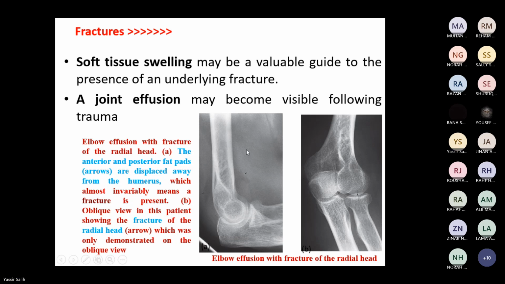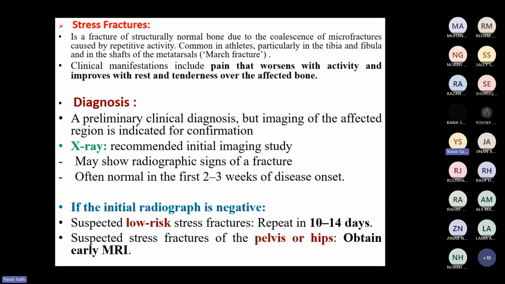You can do مثلا AP and oblique. But this is the oblique view done for the same patient. You can see this line. This is a lucent line at the head of the radius. This is a radial head lucent line. Fracture line اللي هو lucent. لكن in this lateral it is difficult to see this line. لكن وجود الفيوجن دي خلانا نفكر لا there is a fracture. You have to review the film carefully and look at the other films to identify the fracture.